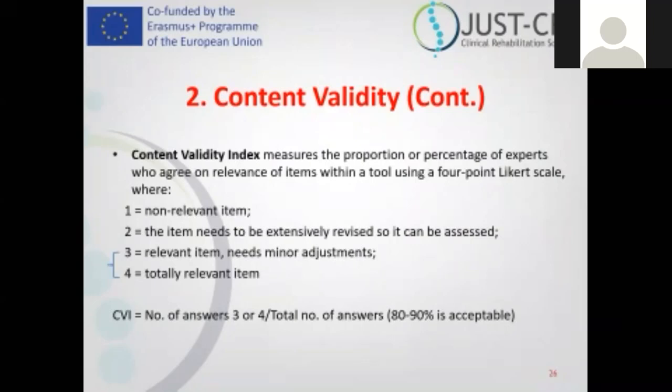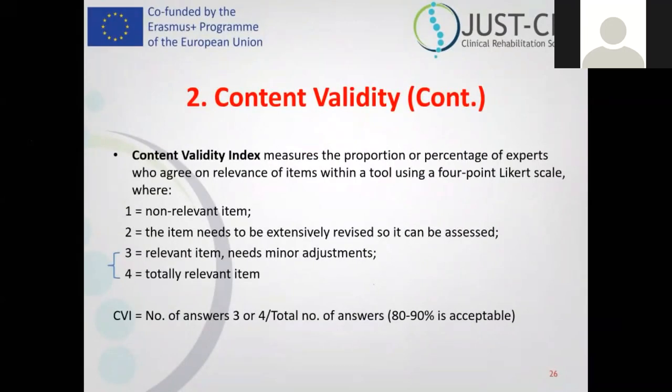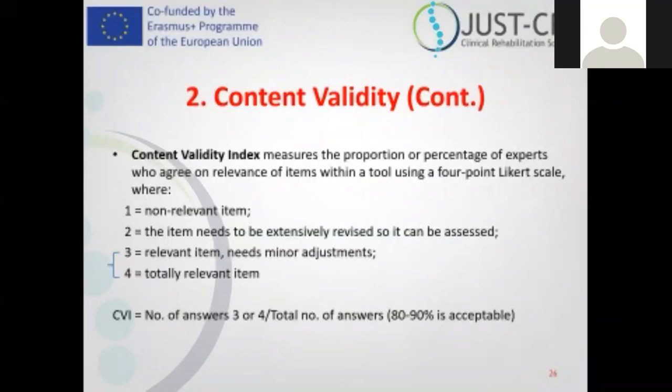And in order to calculate the content validity index, we divide the number of items that got 3 or 4 by the total number of items. So for example, with those 10 items, let's assume that 8 of them got a score of 3 or 4. We'll divide it by the total number of items, which is 10, and we'll get an 80% content validity index. An 80 to 90% content validity index is considered sufficient to establish content validity for an outcome measure.